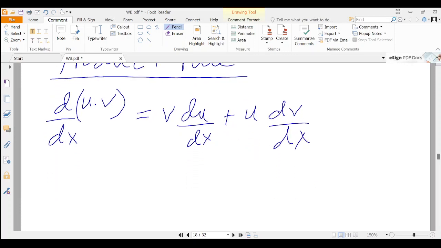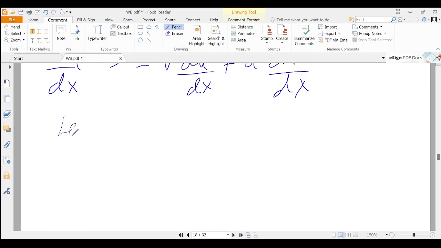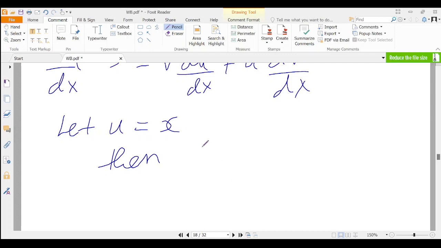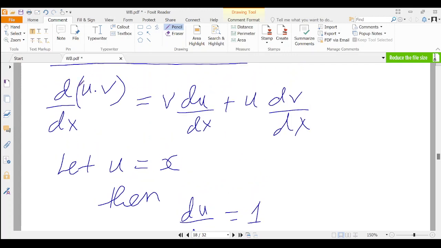Now, if we consider the case where we let u be equal to x, then on differentiating that we get du/dx is equal to 1. And when we substitute here, u is equal to x, then du/dx is equal to 1.